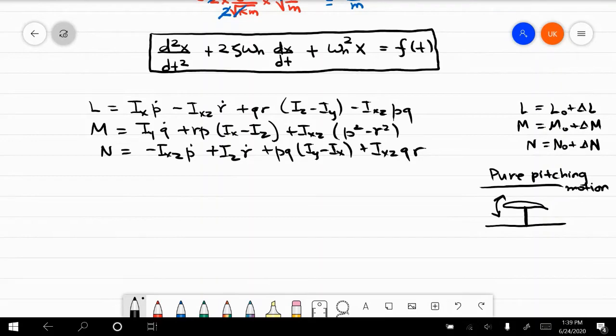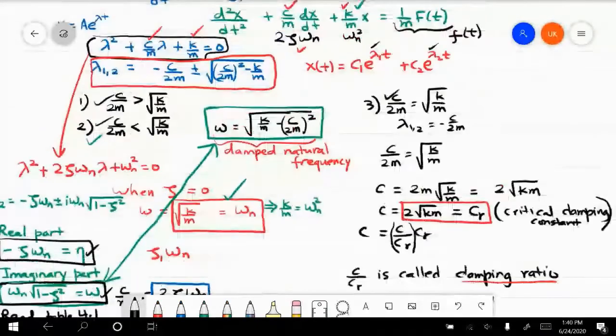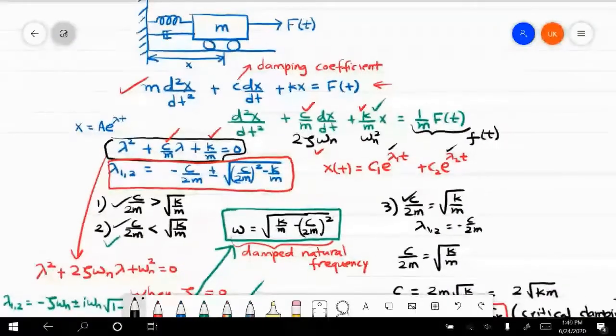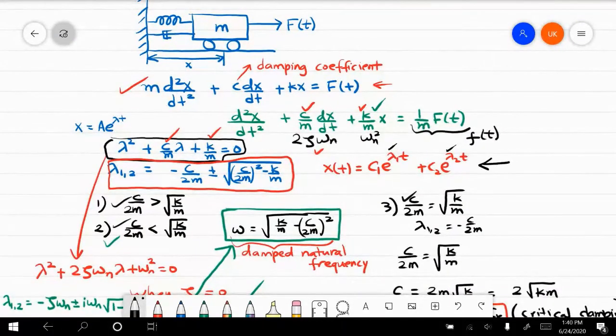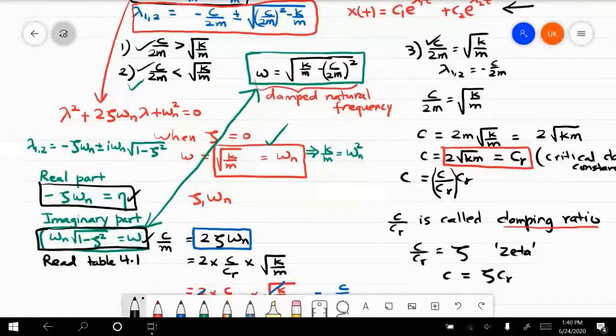Because once you have the damping ratio and the frequency, then you can obtain the solution. See, the solution is written in terms of lambda, and lambda is written in terms of the damping ratio and natural frequency. So if you can find the damping ratio and natural frequency, then you would have found lambda, and once you find lambda, you find the solution, how the variable is changing. Okay, now the variable could be position, it could be angle, anything.